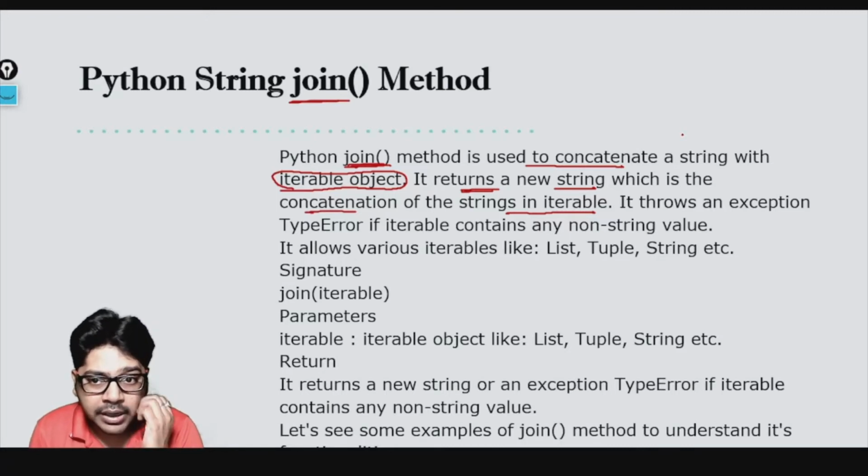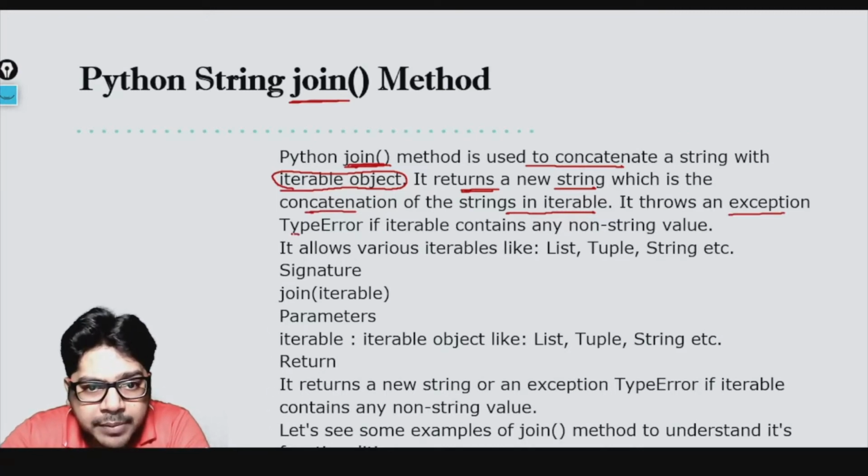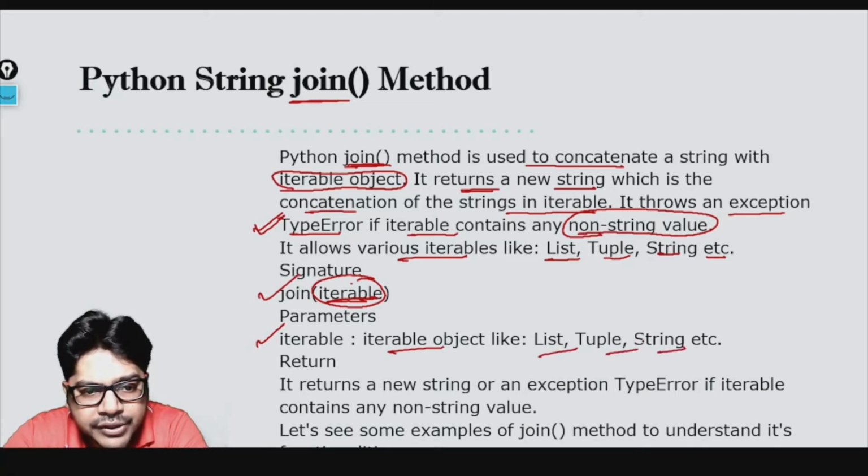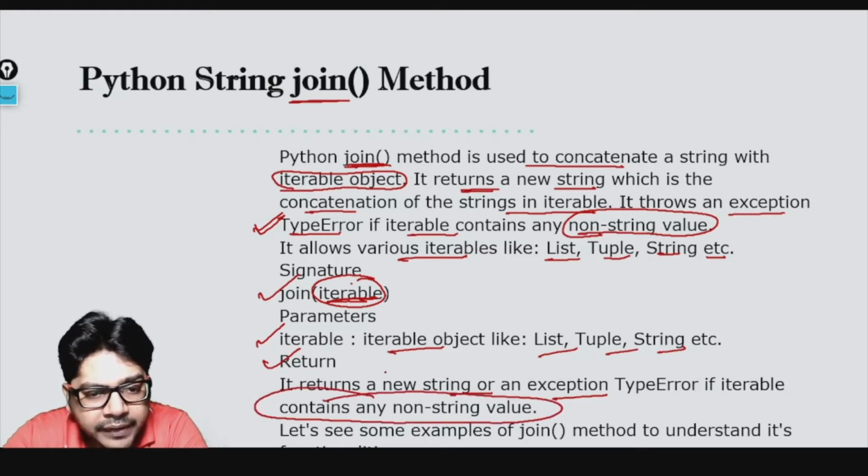the string in iterable. And it throws an exception, type error, if iterable contains any non-string value. If your iterable contains any non-string value, it throws you a type error exception. It allows various iterables like list, tuple, string, etc. Signature is join, and then you write iterable. So your list, your tuple, your string is going to come over here. And the parameter is an iterable object. You can see this is the parameter it is taking. So iterable object like list, tuple, string returns a new string or an exception, type error, if the iterable contains any non-string value. Okay, so if it is valid, it is going to give you a new string, otherwise it is going to give you an error.